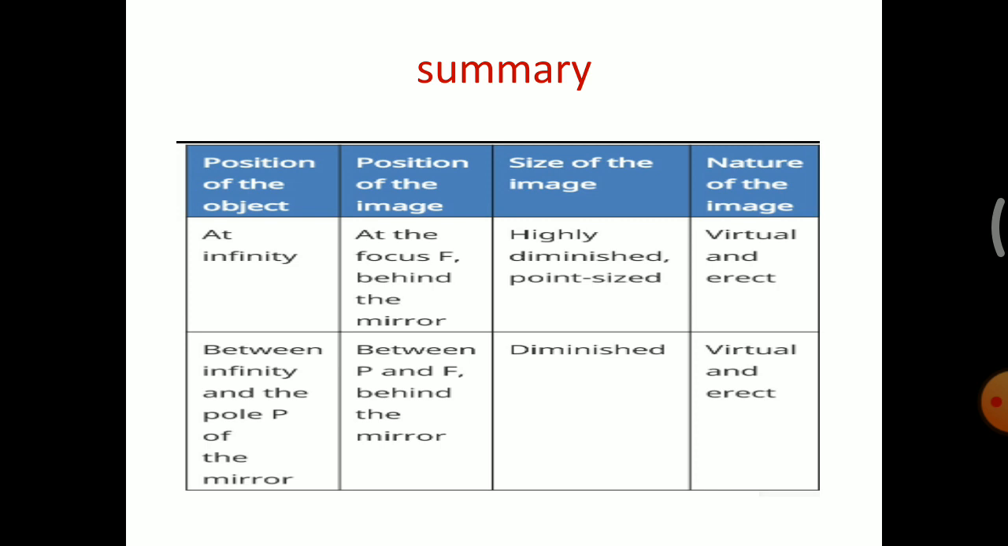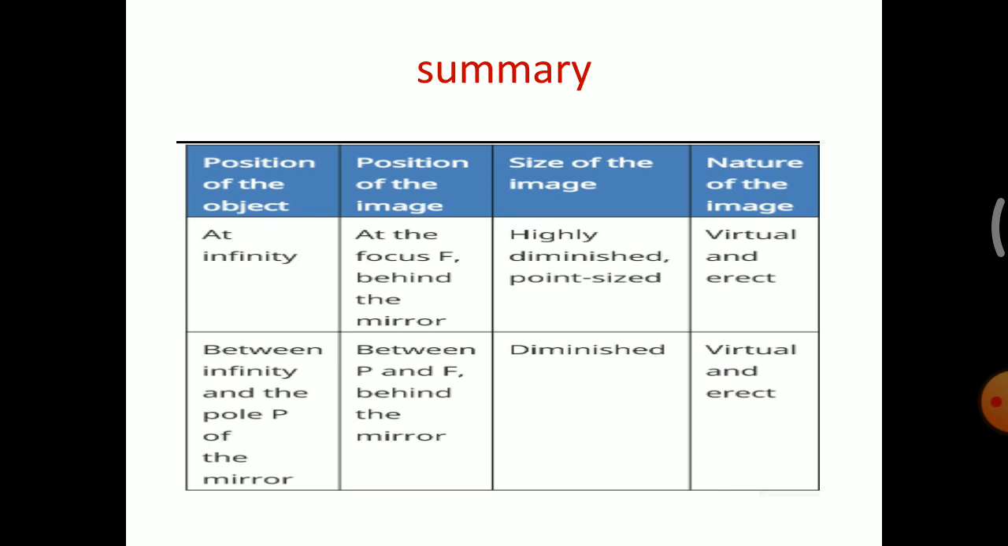So the summary for the convex mirror: when the object is placed at infinity, the position of the image is at the focus. The focus is present behind the mirror. The size of the image is highly diminished, that means point sized. The nature of the image is virtual and erect. If the object is placed between infinity and the pole, the image is formed between P and F behind the mirror. The size of the image is diminished. The nature is virtual and erect.